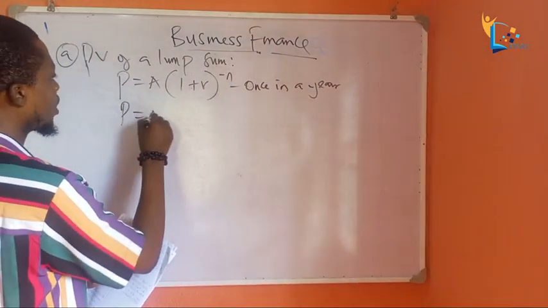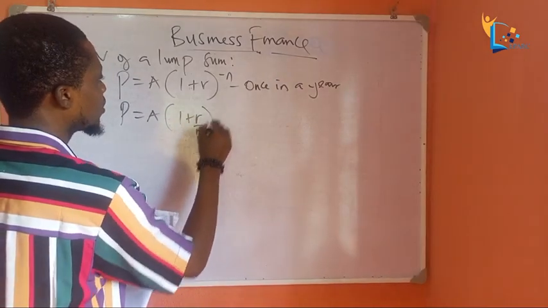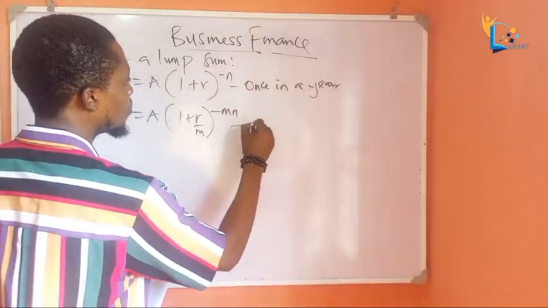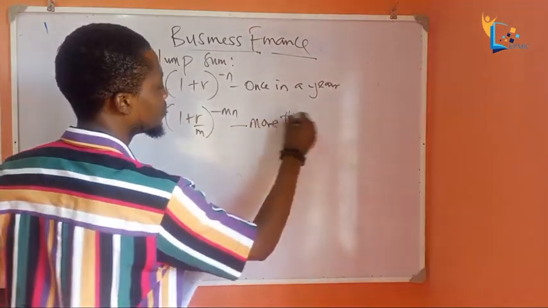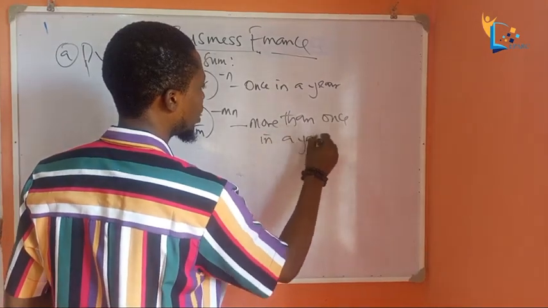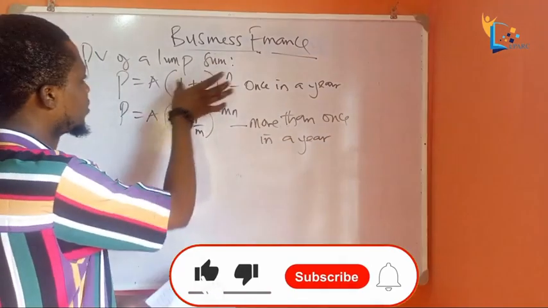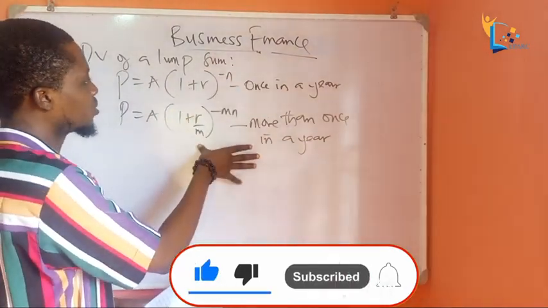So P equals A times (1 plus r over m) raised to the power of minus mn. This is for more than once in a year. This formula is for once in a year. This one is more than once in a year.